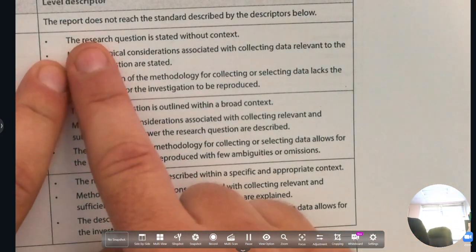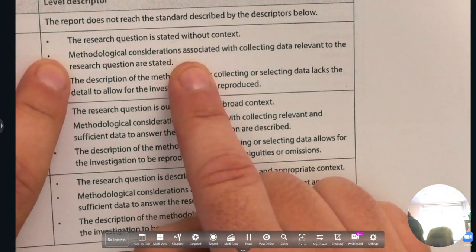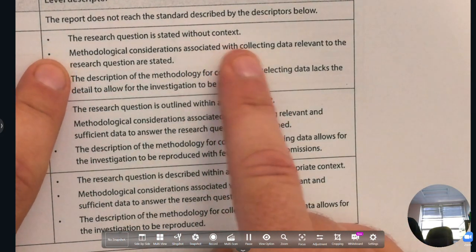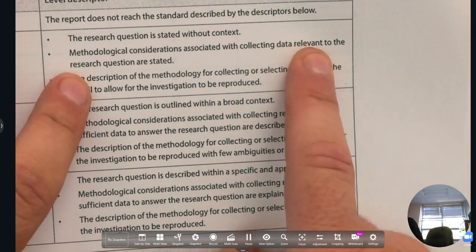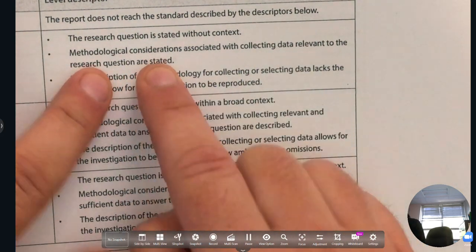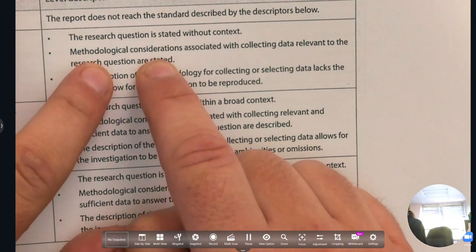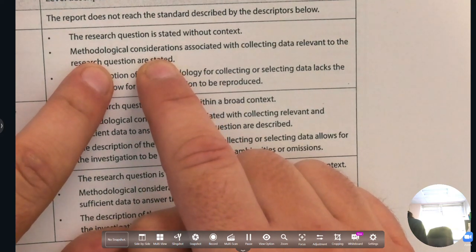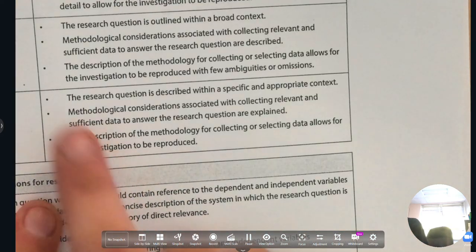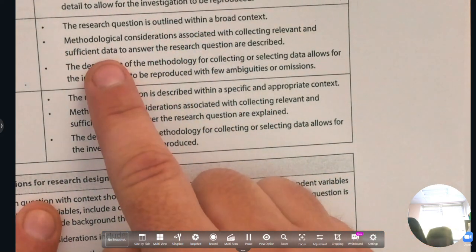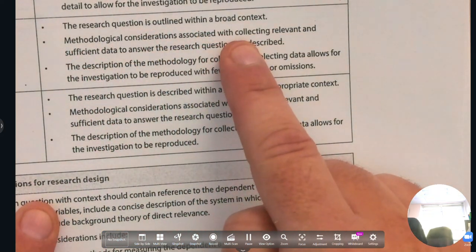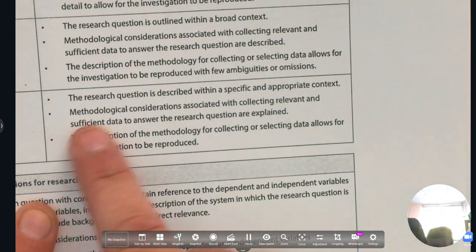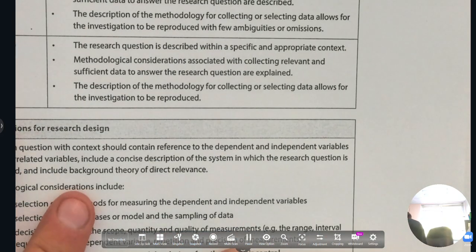All right, methodological considerations. Methodological means your procedure, how you set it up. Considerations associated with data relevant to the research question are stated. So you just said in your research question, I'm going to use gas collection over water. You have to give a step-by-step detailed procedure of what you're going to do. Methodological considerations associated with collecting sufficient data to answer the research question are explained, right?